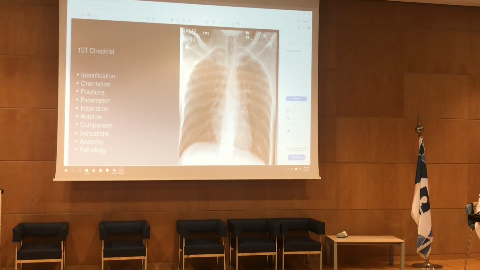The third thing you want to know is the position of the chest x-ray. And we have a few positions for the chest x-ray that we will discuss later, but the most common one is the PA, the posterior anterior, okay?